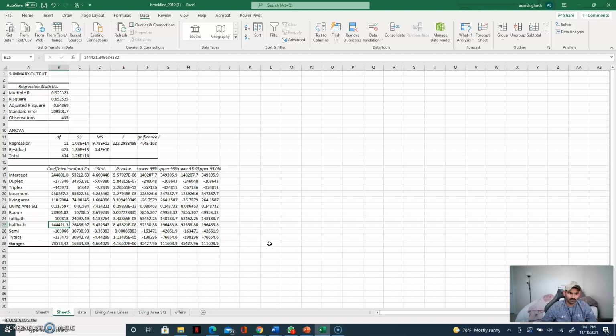So that's the point of multi-regression: you're locking individual effects off and analyzing the effect of one thing on the overall dependent variable. So in this case, I'm analyzing the effect of having a half bath on the overall price.